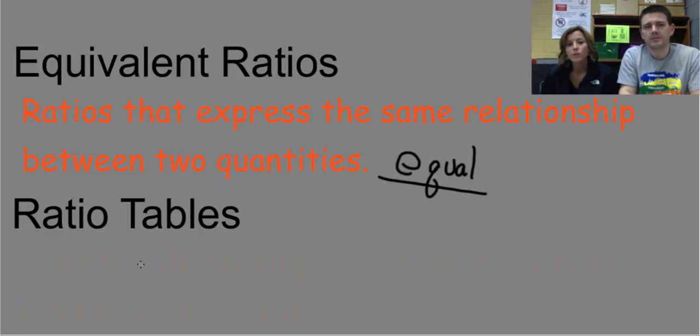Whatever you do to the top, you do to the bottom. But we're going to be using those equivalent ratios throughout our tables today.